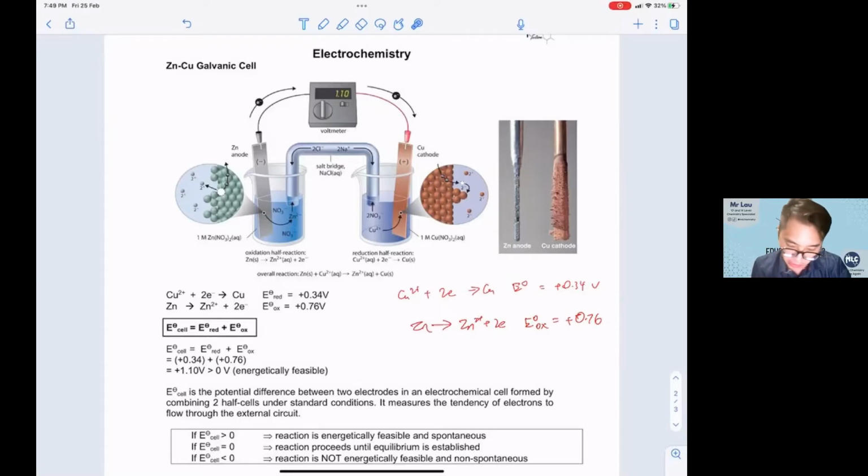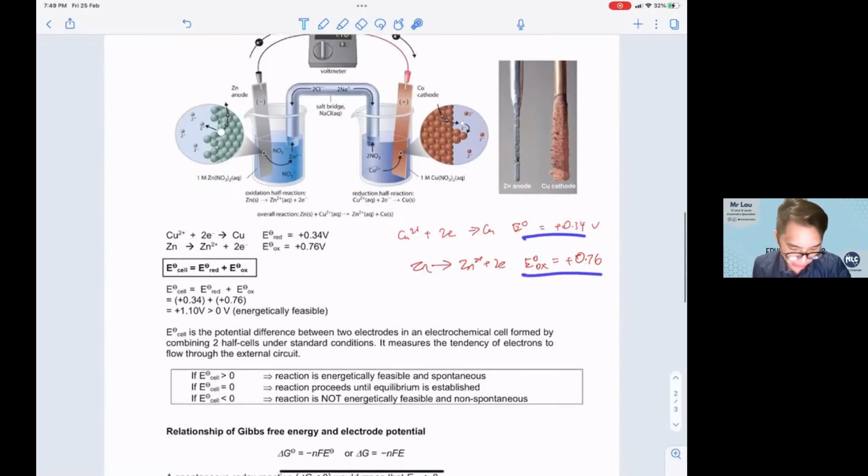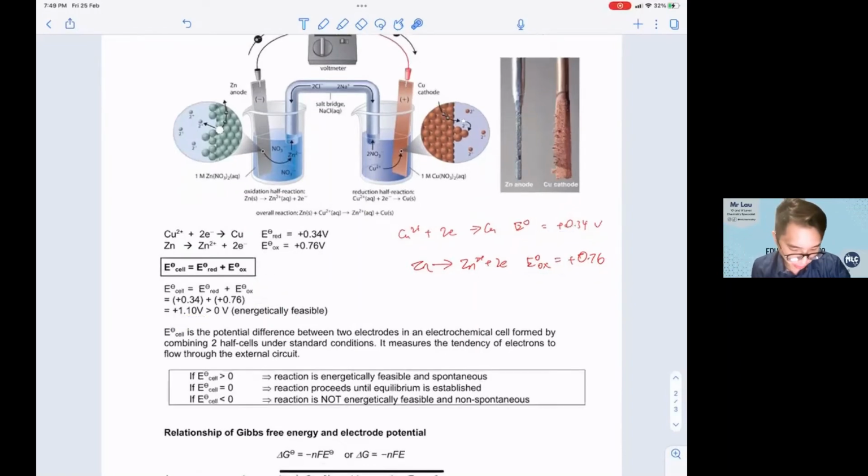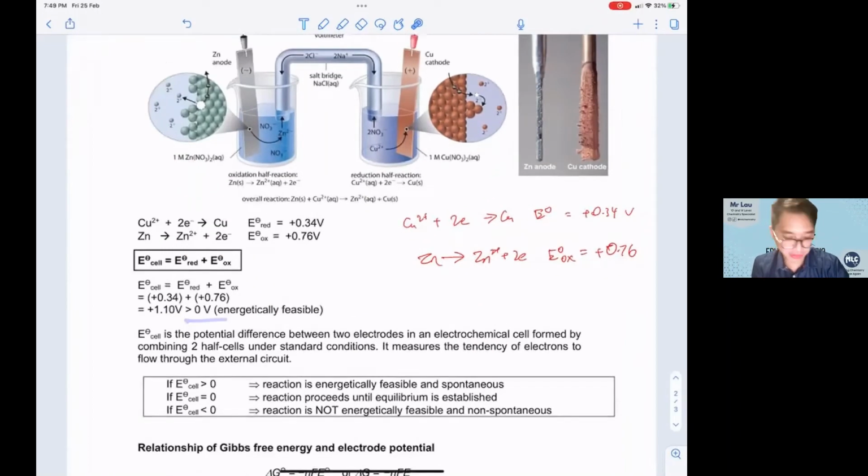Once you have your E0 reduction and your E0 ox, all you need to do is add them together and you get your value. If it is positive, it means that it is energetically feasible or spontaneous. They have the same meaning.